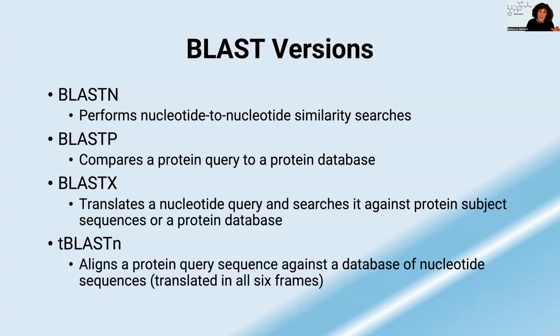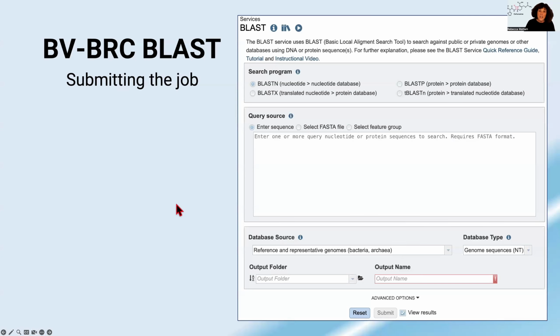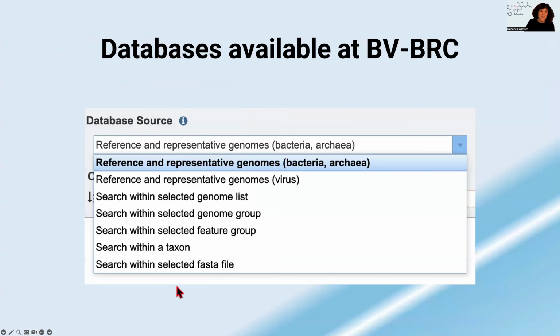To show you, for example, if you have a protein sequence, where that protein would be placed on a particular contig in a genome. The job submission interface at BV-BRC looks like this. You choose what search program you want, you have your query sequence, and you have your database source. So the database source is the most important one, or at least to me, this is the one where BV-BRC really stands out. Many resources offer BLAST.